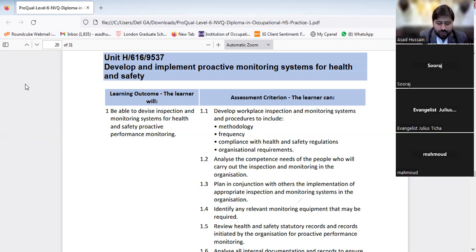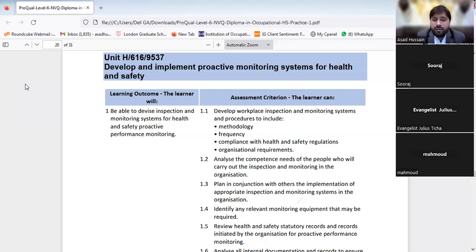So in this one, you have to explain that in your organization. It is not a generic one, it is specific to your organization. You have to explain who are the people involved in conducting such proactive monitoring systems. Like if someone is doing the inspection, what is his competence, what qualifications does he hold, what type of experience he has, what is his role in the organization, what are his responsibilities, and what competence he has in the organization. So you have to explain the people who will be involved in these inspections and monitoring systems.